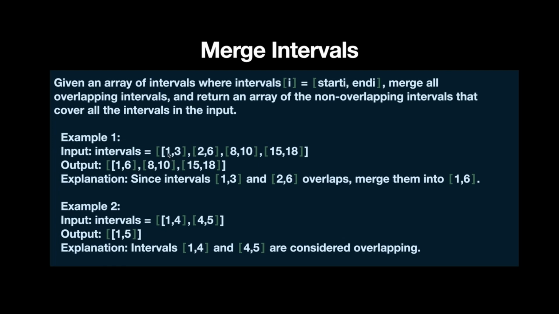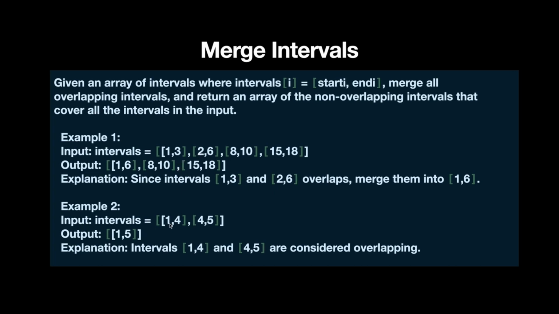If you see over here, this 1 3 and 2 6, we have merged and made it 1 6. And this 8 10 and 15 18 is not overlapping with any other intervals. It is independent, so we'll just insert 8 10 and 15 18. So now this output is a non-overlapping intervals. We will be given an array of arrays, which are overlapping intervals, and we have to convert it into non-overlapping intervals. So very simple, you have to convert the overlapping intervals to non-overlapping intervals.